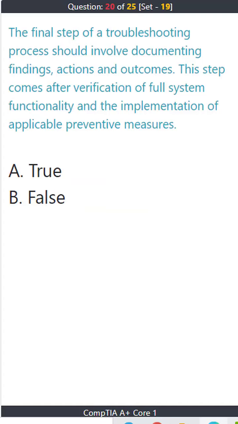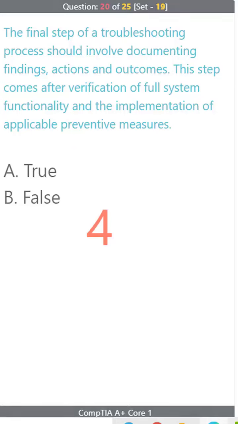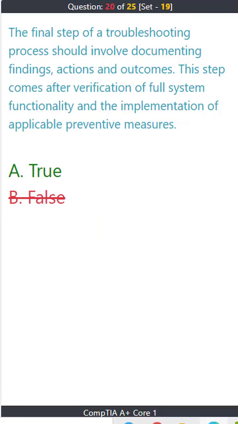Question 20. The final step of a troubleshooting process should involve documenting findings, actions, and outcomes. This step comes after verification of full system functionality and the implementation of applicable preventive measures. A. True. B. False. The correct answer is A. True.